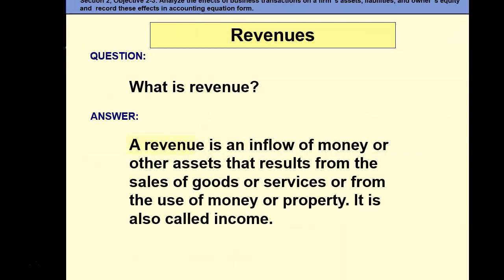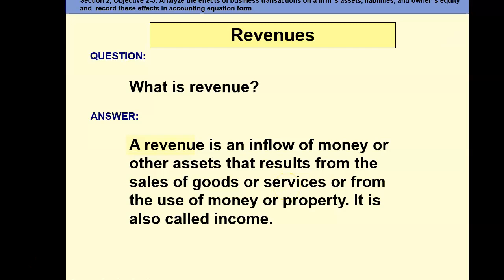Revenue is a term that is often used. It refers to an inflow of money or other assets that results from the sales of goods or services or from the use of money or property. So basically, revenue has been earned. There are two main sources for earning revenue. It either comes from the selling of goods or from the providing of an actual service.